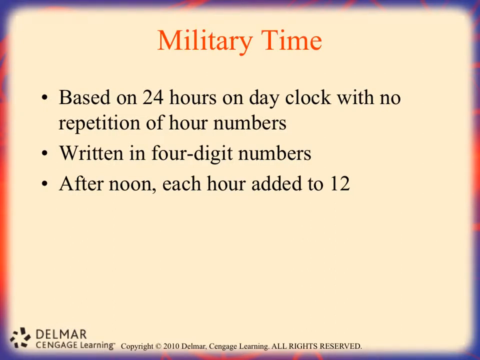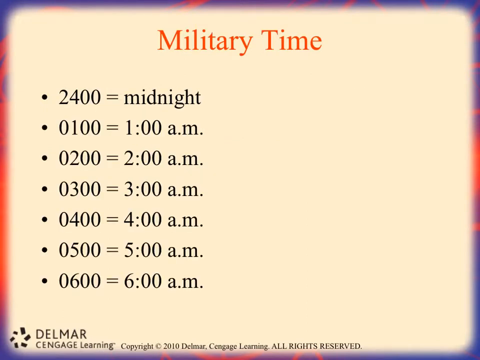Obviously on standard time, 1 o'clock, well, is that 1 a.m. or is that 1 p.m.? In military time, you add an hour after noon for each additional hour after 12. It's written in 4-digit numbers. So we start with 2400 as midnight, and then 1 a.m. is 0100, and it goes around the clock like that.